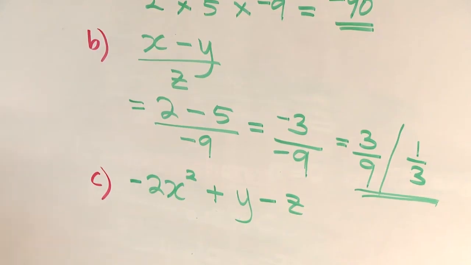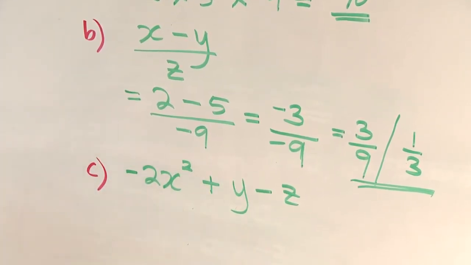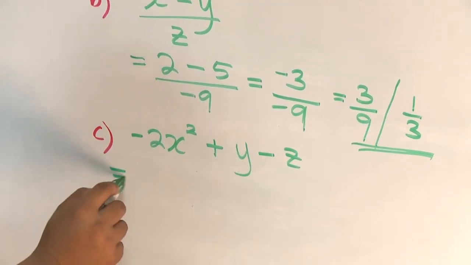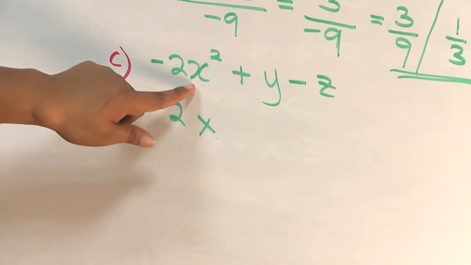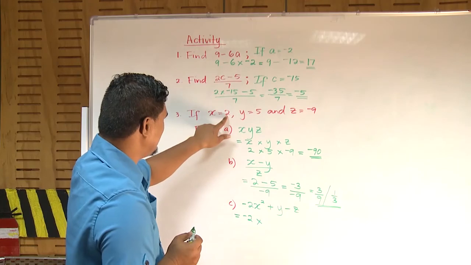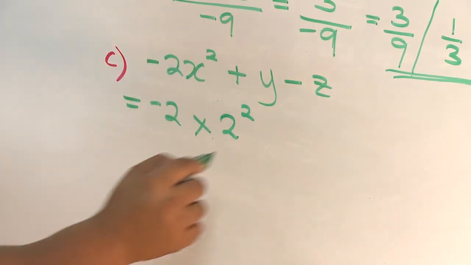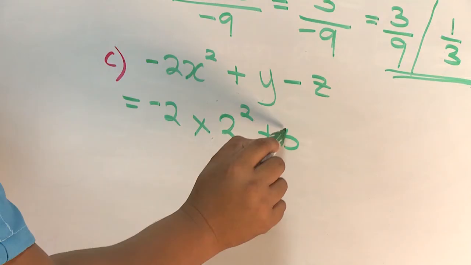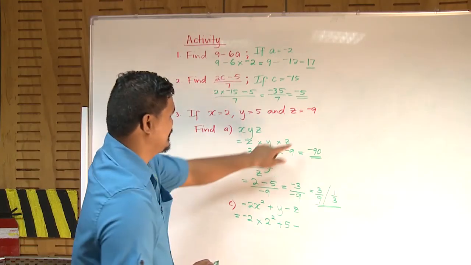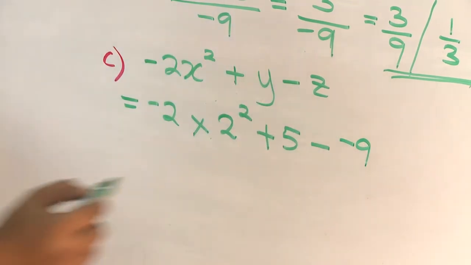And then our last one, we have negative 2x squared plus y and then minus z. So breaking them down, we have negative 2 and then we multiply by x squared. So the value of x here is 2. So that is 2 to the power of 2. Then we add y, which is 5, and then minus z, which is negative 9. So that is minus negative 9.